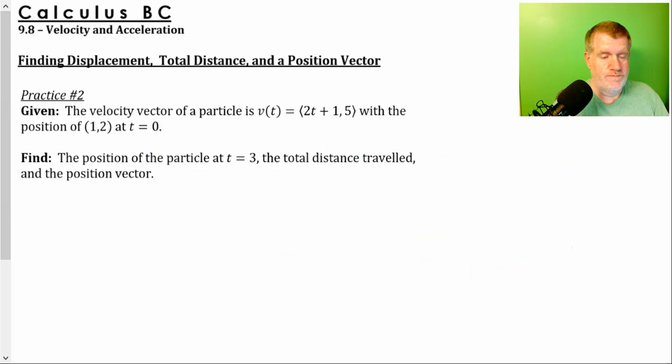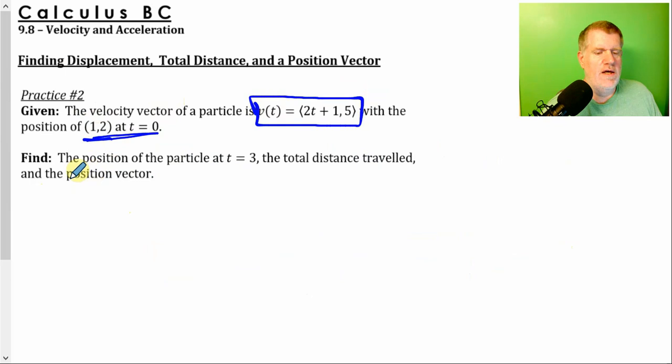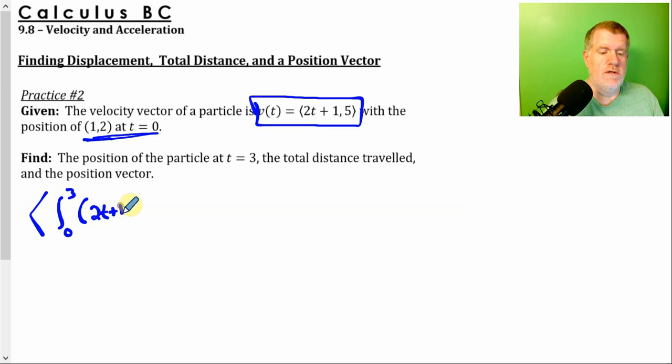Let's use them. Okay, we are given a velocity vector, and we're given the initial position of (1, 2) at t equals 0. Okay. What's the position of the particle at 3? All right, so the position would be where it went in its travels from 0 to 3. So it's going to be the integral from 0 to 3 of the x component, which is 2t plus 1. But it starts at 1. When t equals 0, it starts at 1. So be careful of that.